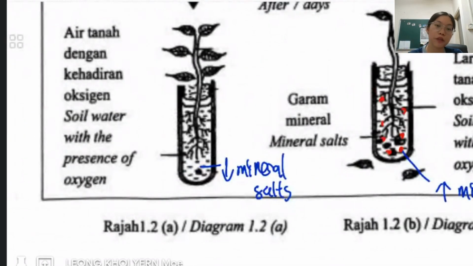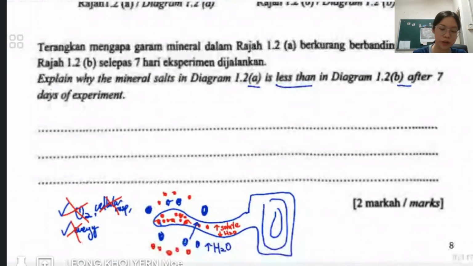Meanwhile, for the other one, if you provide oxygen, there will be more energy produced and more energy for the active uptake of mineral ions. So they will keep absorbing the mineral ions. That's why when you keep absorbing, of course, your soil water will have lesser mineral salts. So how do you answer this question after such a long explanation?